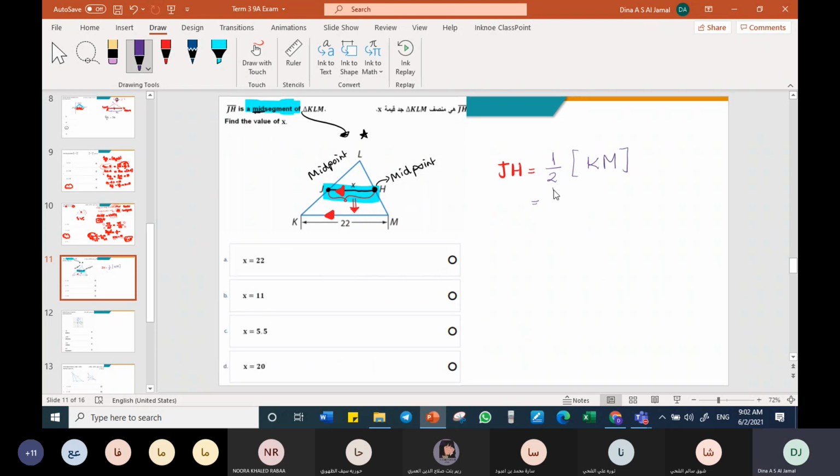So easily it is half of 22, which is 11. So you need to refer to the lesson of the mid segment. I have explained it in a summary, but if you would like to go in deep, just go directly to the lesson.